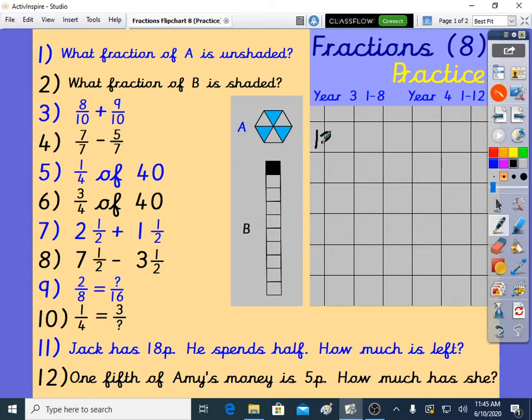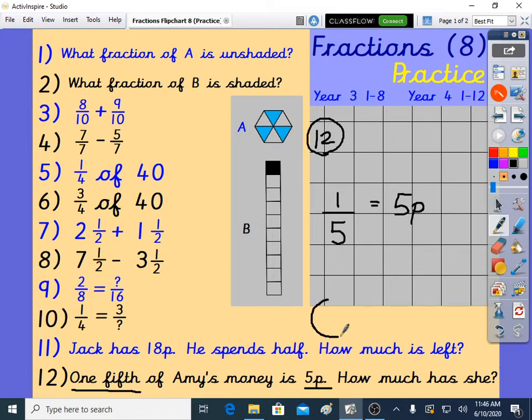1/5 of Amy's money is 5p. So they told us a fact. 1/5 of Amy's money is 5p. 1/5 in this case is 5p. How much has she? That means how much money has she? So we want to know all of her money. We get told that 1/5 of her money is 5p, but that's not all of her money. That's just 1/5 of her money.